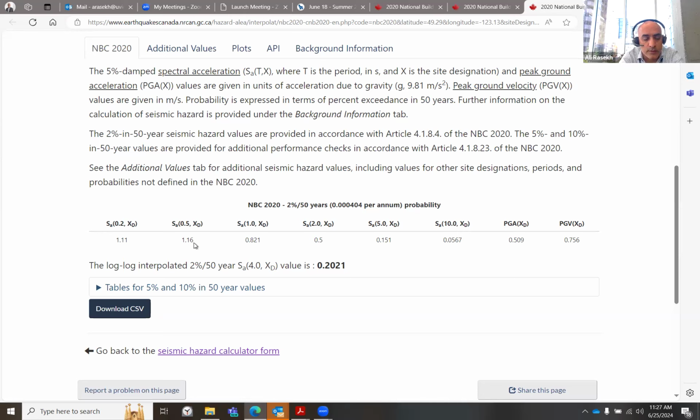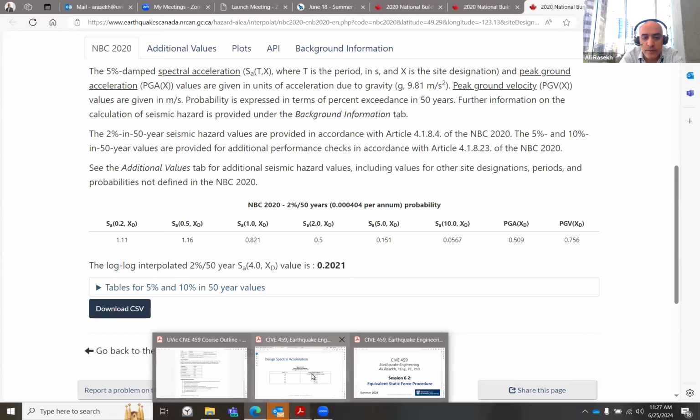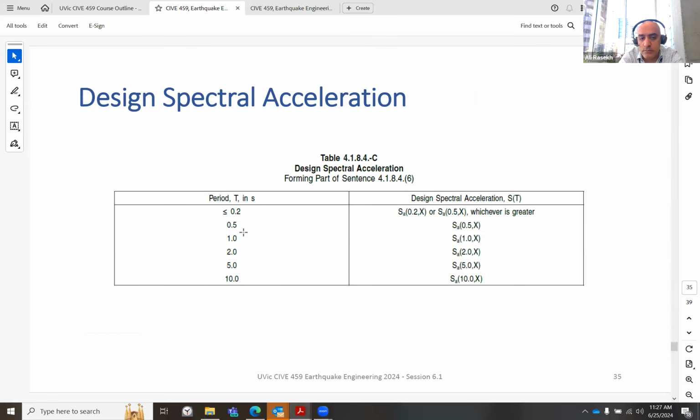So the code was telling us to use, for values smaller than 0.2, just this higher value, 1.16 G. And then for the rest, what you read is what you use. So remember this: a very small period means high stiffness. So for very stiff buildings, such as short buildings, use the maximum between what you read for 0.2 and what you read for 0.5 seconds period.